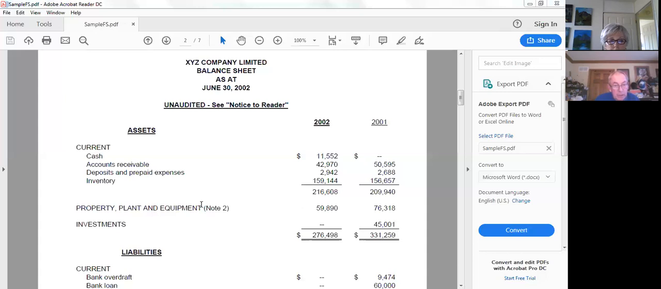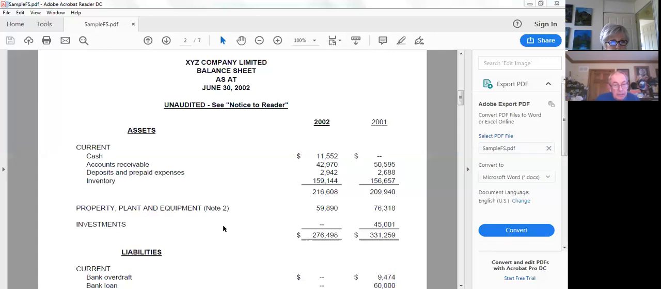Property, plant, and equipment is exactly what it says. Property meaning real estate, plant meaning factories or buildings, and equipment meaning typically the equipment you have that is producing, if you are a manufacturing firm, producing your parts. Notice it says Note 2. In any set of financial statements, there's going to be notes which explain pieces that come before the notes in the financial statement. We'll get to the notes when we get to the end. And then finally, investments. If you had investments where, for example, you may have put money into another company, something like that, that would be listed here.